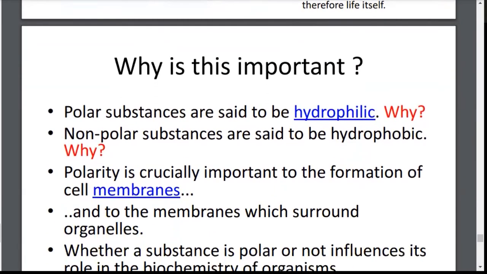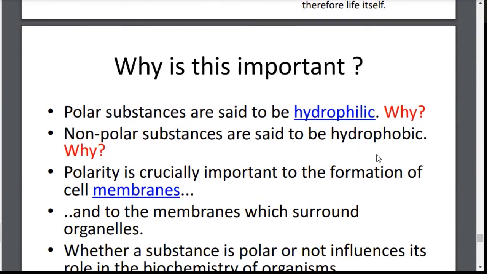Okay, wrapping up now. Polar substances are said to be hydrophilic. Hydrophilic just means that they like water. I have to put the question in there. There's a link there to help you answer it. Non-polar substances are said to be hydrophobic, which means they don't like water.